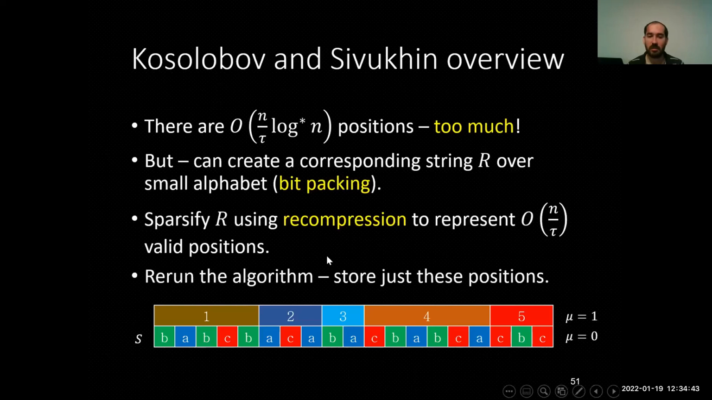And then, since of course the string R cannot store all the information about the positions because it does not have enough space, they use the fact that the original string is given in read-only memory. So they can actually rerun the whole algorithm from the beginning, but now instead of storing all the positions, since they don't have space for it, they store just the positions that survive the sparsification made by the recompression process. And this is how they get just n over tau positions with dependency on tau.